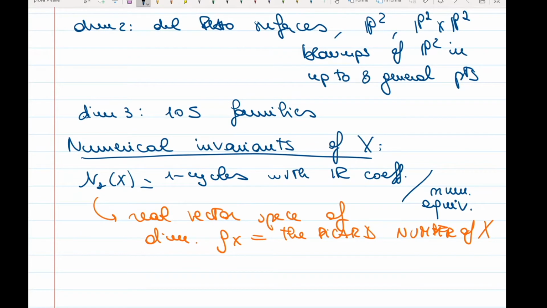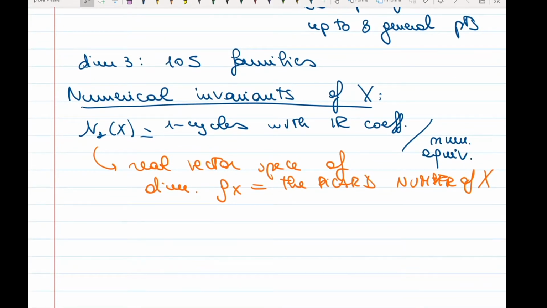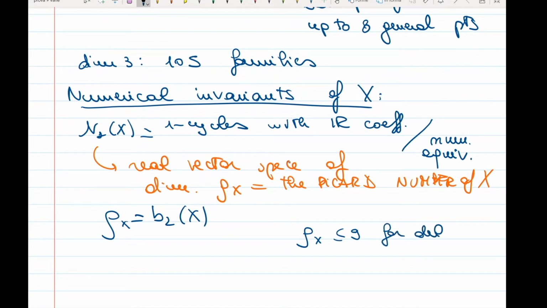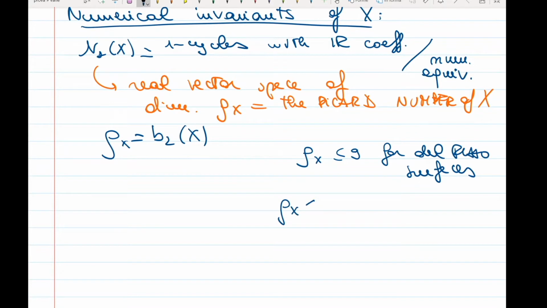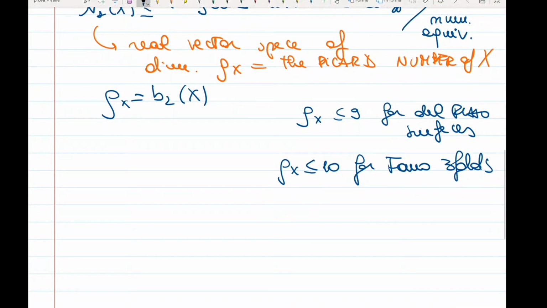Okay, and since X is Fano, if you use the exponential sequence and vanishing, you see that actually the Picard number is just the second Betti number. And so the Picard number is at most 9 for the del Pezzo surfaces, and at most 10 for Fano threefolds. Okay, and then I want to introduce another invariant, which is the Lefschetz defect.